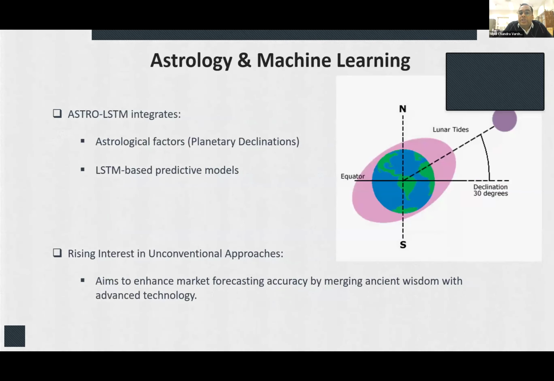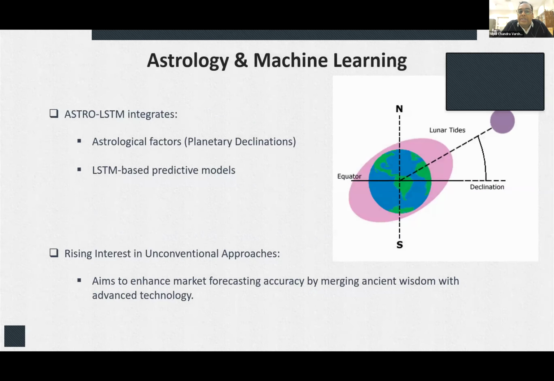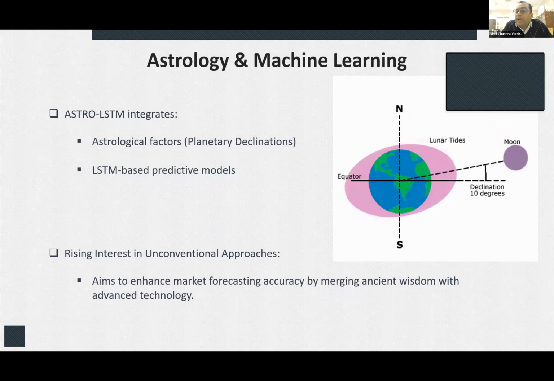Moving on to astrology and machine learning, my Astro LSTM integrates astrological factors, the planetary declination, as the figure demonstrates of how that declination is recorded. As you can see in the figure, this is how the celestial bodies move around the Earth, and this is an example of the Moon, and this is how the declination is calculated. This changes as the celestial bodies are always in movement, so on a daily basis the recordings are made for all of these planets.